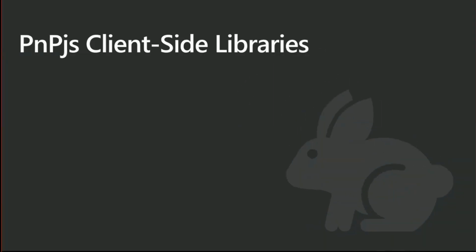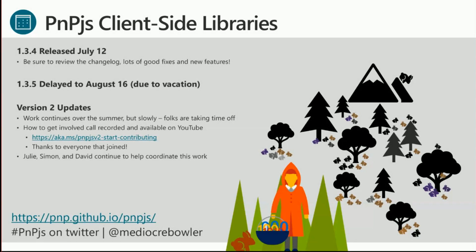Okay, PnP JS. What has happened over there? So on July 12, during our vacation period, the 1.3.4 release came out. 1.3.5, though, was delayed to the middle of August, due to vacations.